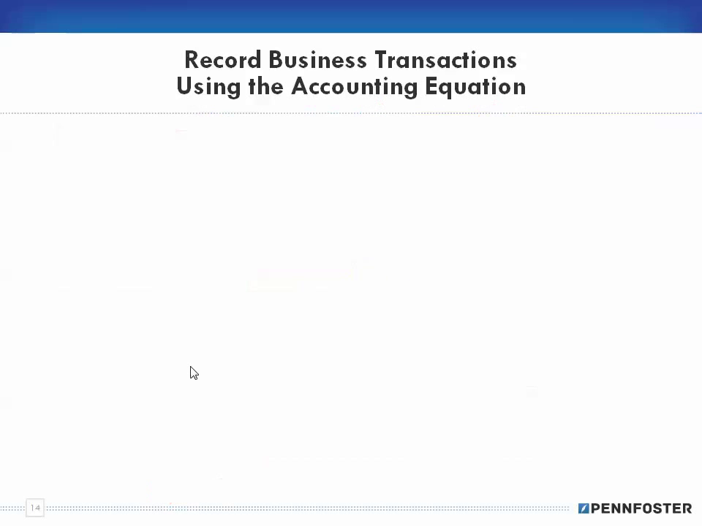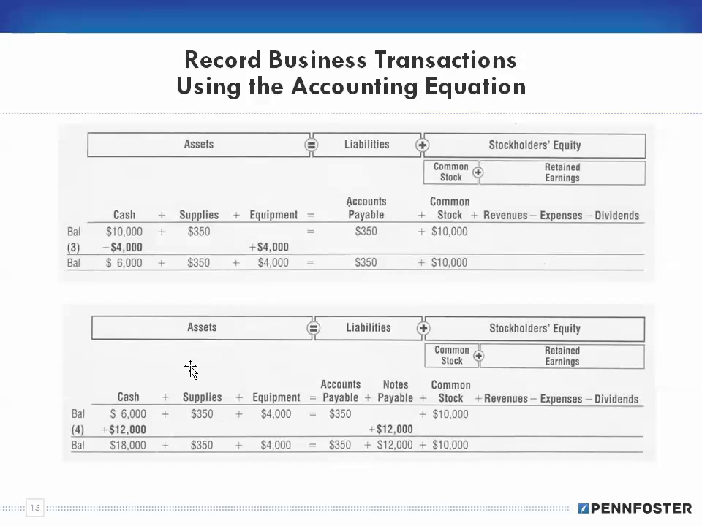Now, let's move on to the next transaction. Notice now that we're starting to get repetitive. All we have is just transactions, and we're making the journal entries for them. So in this next transaction, we're buying equipment for cash.